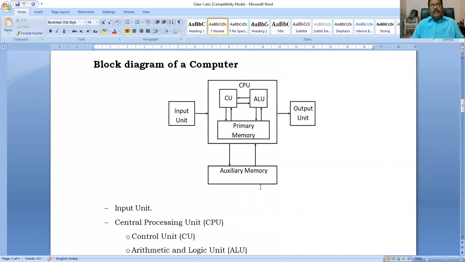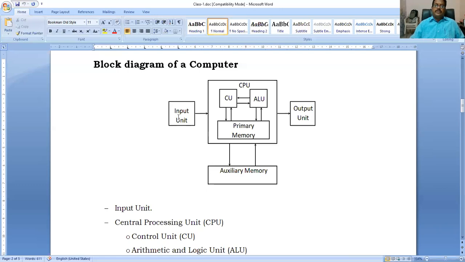Okay, what is the block diagram of the computer? Whenever we consider this block diagram, it has 4 units. The first unit is the input unit, then the output unit, another one is the CPU, the central processing unit, and another one is the auxiliary memory.